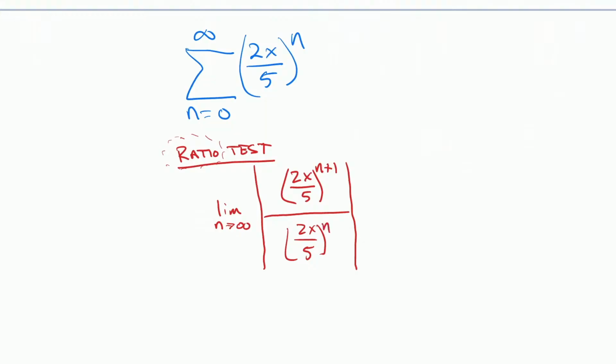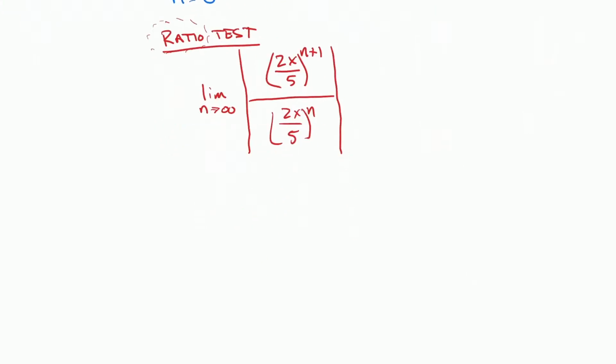So we're going to do that. The ratio test says that this is going to converge as long as that is less than 1. So let's go ahead and set this up. This is going to be the limit as n approaches infinity of 2x over 5. And that equals just 2x over 5. There's no n in there to deal with, so it's constant. So Ethan said that this has to be less than 1. Let's go ahead and set that up.